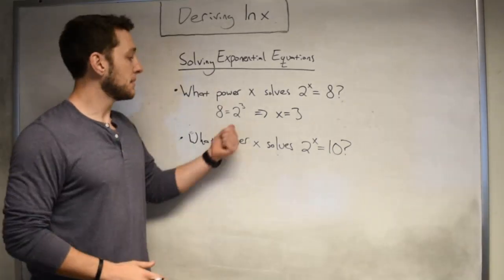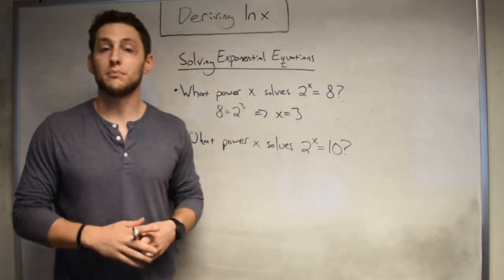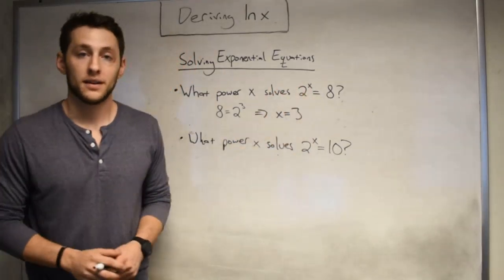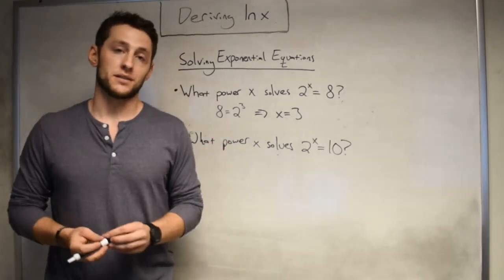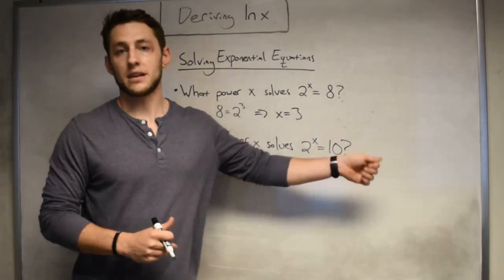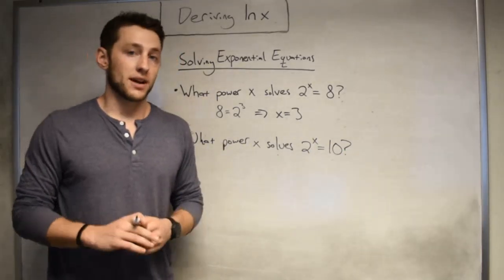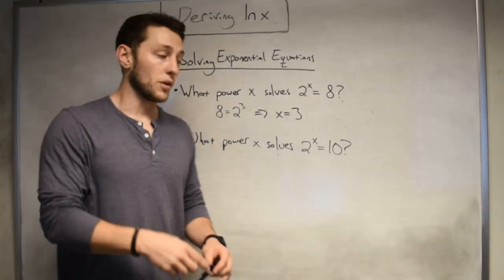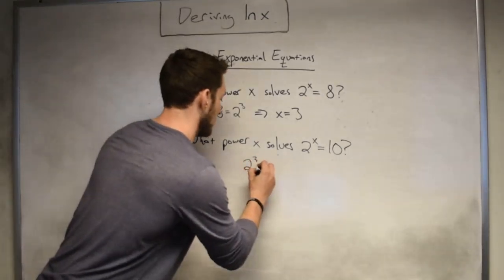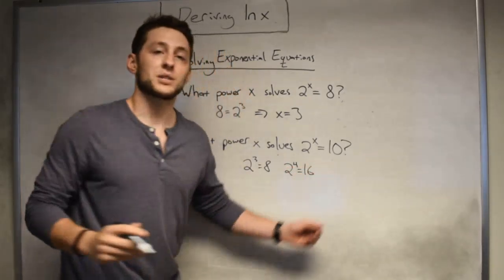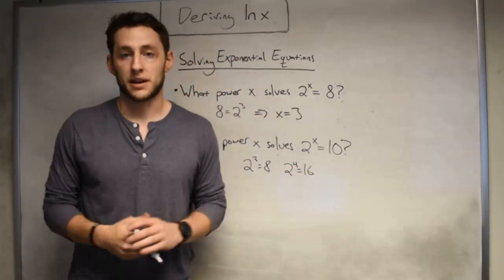However, this was highly dependent on 8 being such a nice number, meaning so closely related to powers of 2. What if we ask a different question? For instance, what power x solves the equation 2 to the x equals 10? All of a sudden it's not so clear. We know that x better be between 3 and 4 because 2 cubed is equal to 8 and 2 to the 4th is equal to 16, but actually getting an exact answer is a little bit tougher.